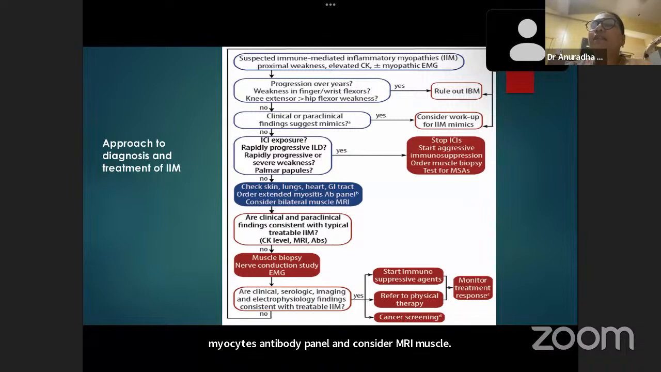Then we have to look at whether the clinical and paraclinical findings are consistent with typical treatable inflammatory myopathies, that is the enzyme levels, MRI, and the antibodies. And we go ahead with muscle biopsy and nerve conduction study, and if the clinical, imaging and electrophysiological findings are consistent with treatable IIM, then we start the immunosuppressive agents, refer to physical therapy, and screen for cancer.